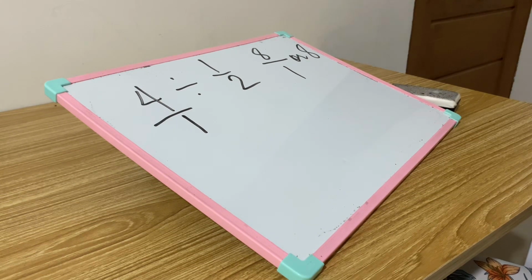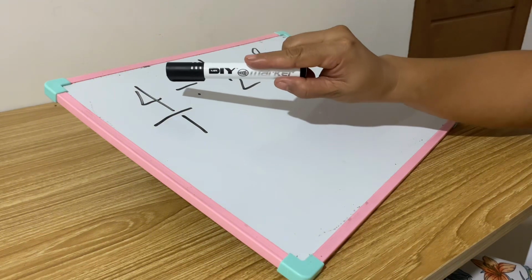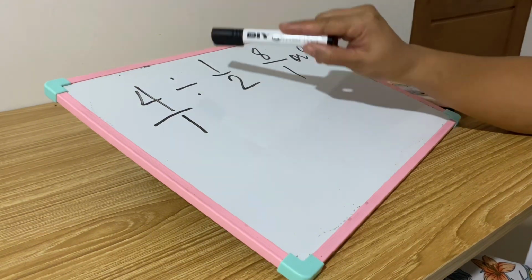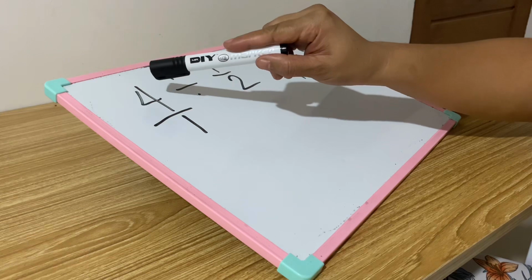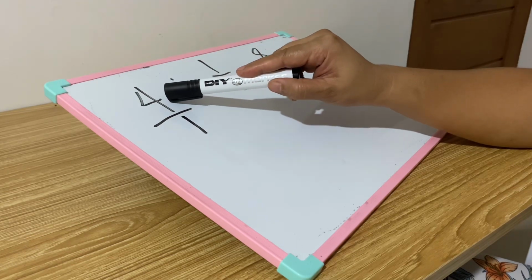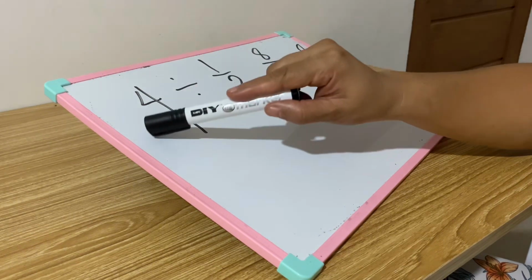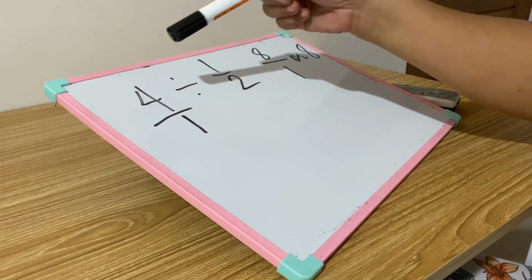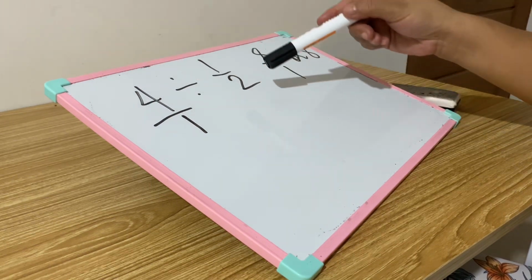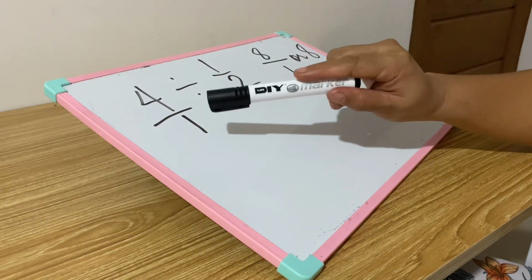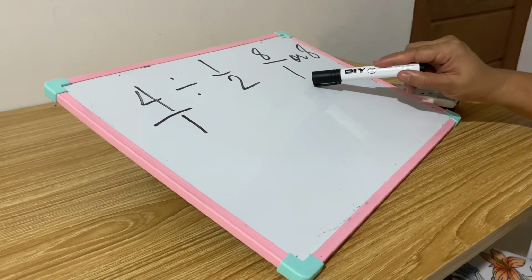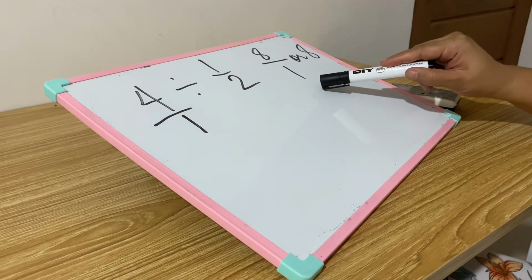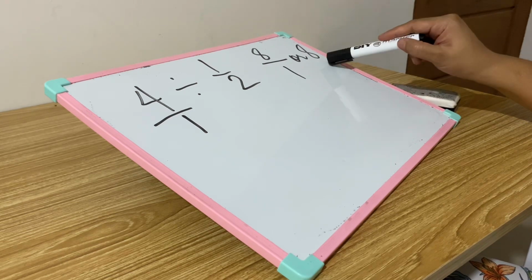Okay? Again, you are dividing the whole number 4 by 1/2. The whole number, change it to a fraction, becomes 4/1. And then, do the step of multiplying: 4 times 2 equals 8. 1 times 1 equals 1. 8 over 1, or the answer is 8.